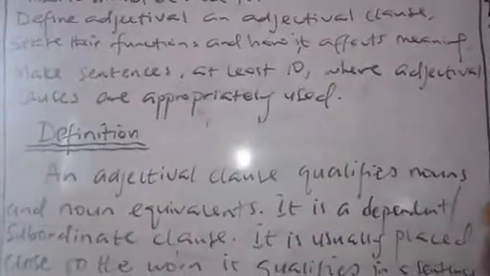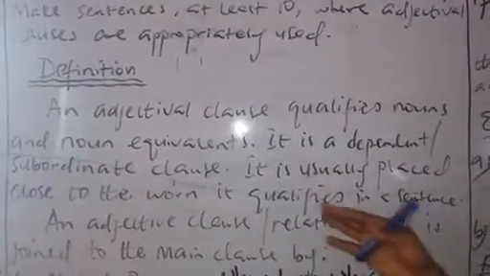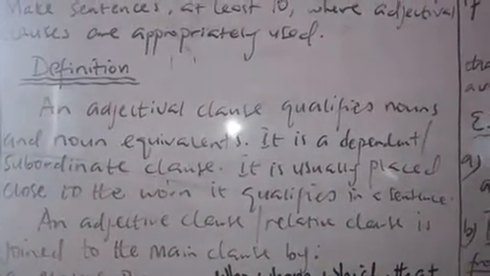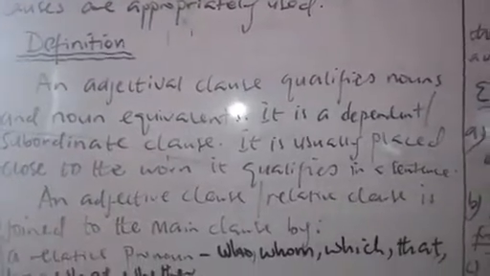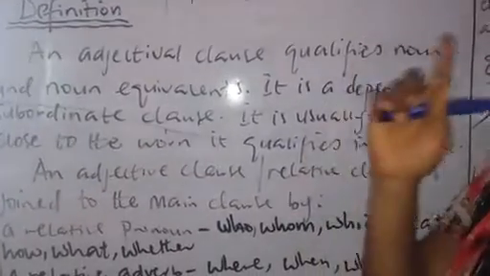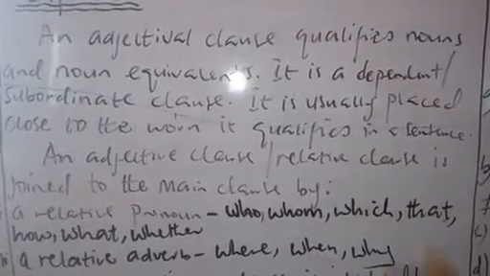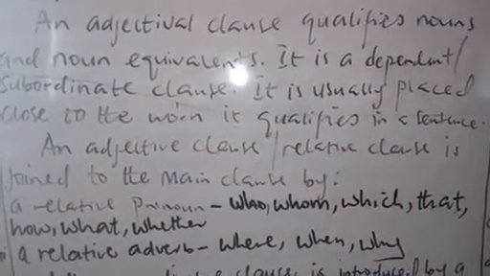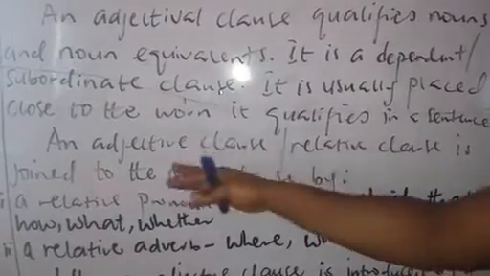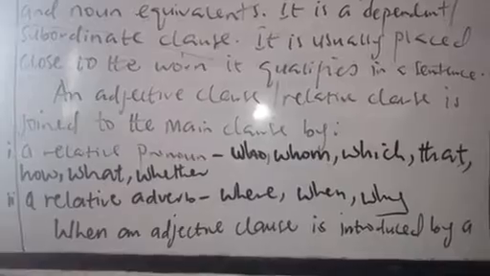So what is an adjectival clause? An adjectival clause qualifies nouns and noun equivalents. It's a dependent clause, okay? Like I told you last week, we'll have the noun clause, the adjectival clause, and the adverbial clause, all dependent clauses, okay? It qualifies a noun. An adjective clause is joined to the main clause by either a relative pronoun or a relative adverb, okay?